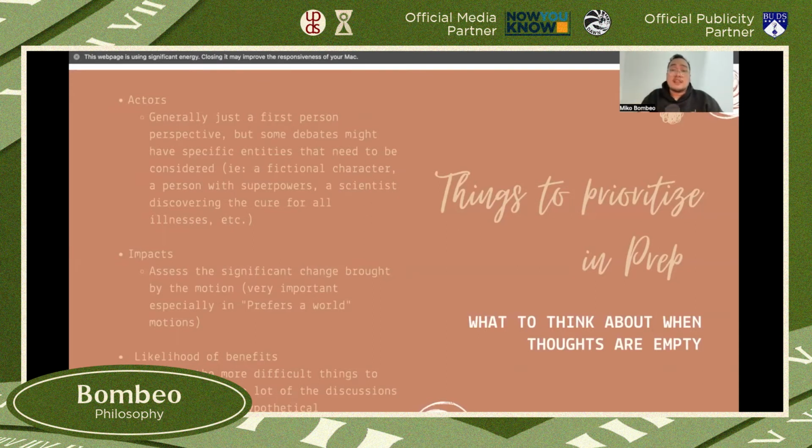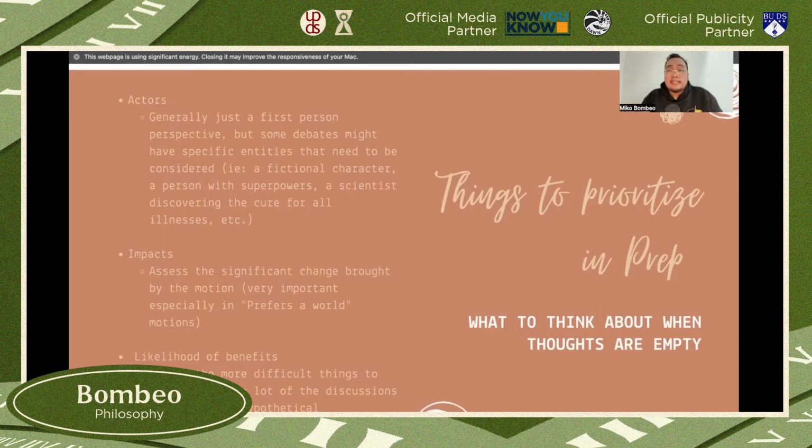Speaking of benefits, the third thing that you prioritize in prepping for feel emotions is the likelihood of your benefits. Because one of the more difficult things to discuss within philo debates is the likelihood of the outcomes, of the benefits, or of the harms that you try to establish. Because there are a lot of discussions that are purely hypothetical. And because philo motions are generally hypothetical in nature, and it asks you to constantly assess whether this outcome is likely or not, prioritizing the likelihood of your discussions, of your benefits and harms, of your impacts, etc., is a great way to cement a lot of the benefits, or cement a lot of the discussions or arguments that you might create within the debate.